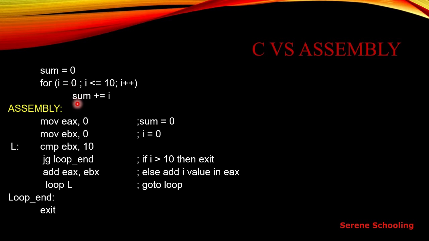Basically, I'm going to convert this C code into assembly code step by step. We know that I have a variable sum, initialized to 0, in which I will be adding the looping index. For that purpose, in assembly code I am taking the EAX register. I'm moving 0 into the EAX register, that is sum equals 0. It's just like EAX equals 0.